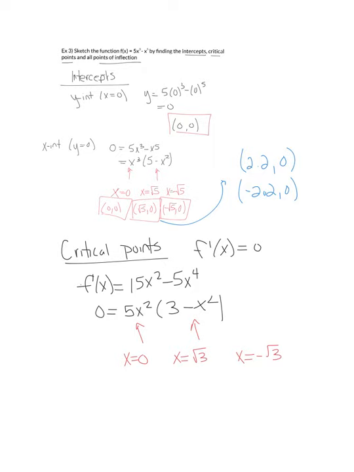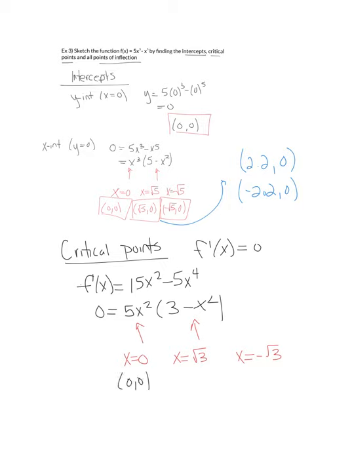Now, getting the actual coordinate on our sketch isn't as easy with critical points as it was when we were finding our intercepts. So what we need to do is take these x values and plug those back into the original function to find out what the corresponding y values are. So 0 is easy.